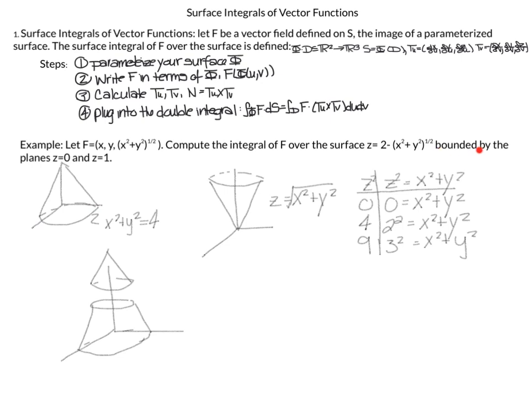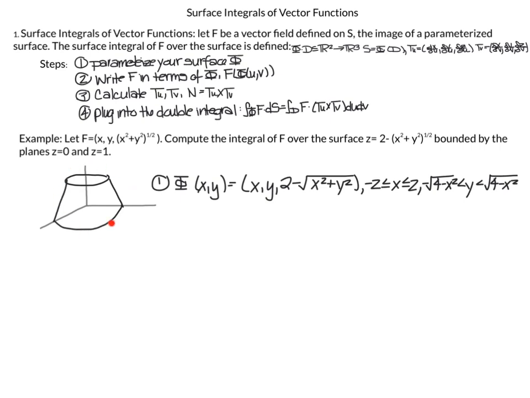The other thing you have to realize is now we want to bound it by the planes z equals 0 and z equals 1. So at z equals 0, that's fine. We still have this circle, x squared plus y squared equals 4. But at z equals 1, we take the top half of the cone off, because remember the cone goes all the way up to z equals 2. So we're going to take it off, and we're only going to integrate the rest of this tree stump shape.